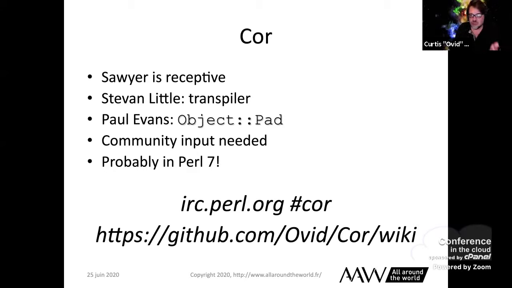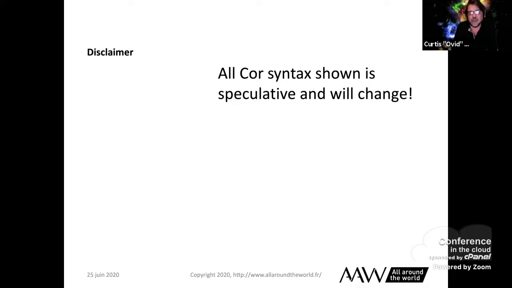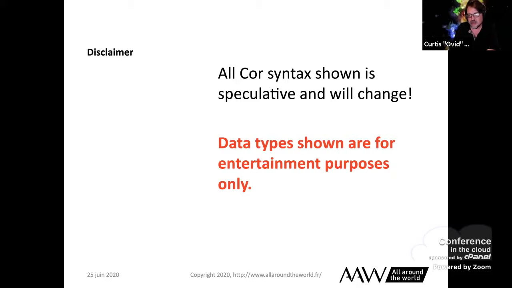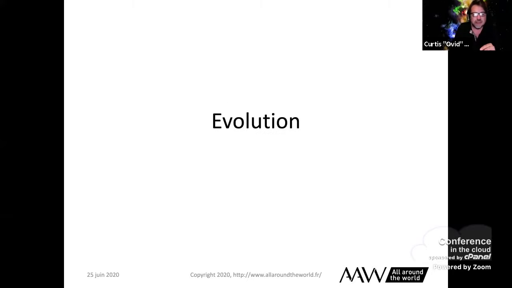We do need more community input. You can go out to ircperl.org/core, or you can go out to github.com/ovid core wiki, and you can read up on the entire spec there. I've left issues so you can leave comments on the different portions of the spec. And I want to make clear that the syntax you're seeing, we've mostly nailed down the syntax, but there are some corner cases. So some of this is going to change. And data types are shown for entertainment purposes only. There's a lot of issues around data types that we are still trying to nail down.